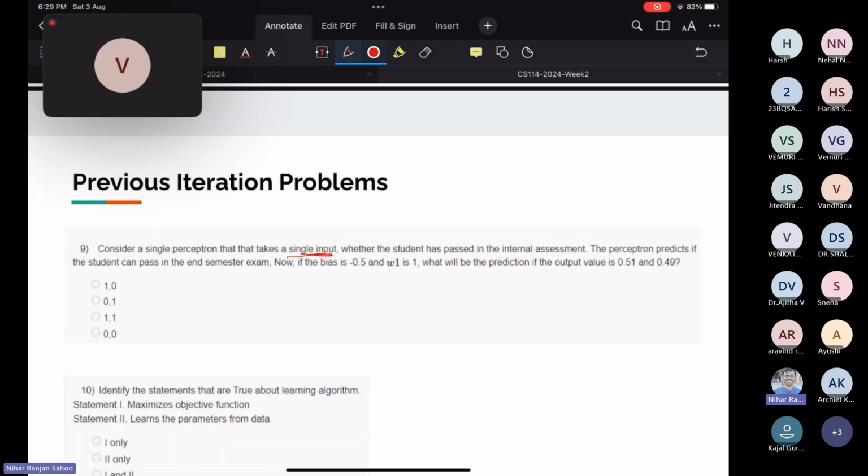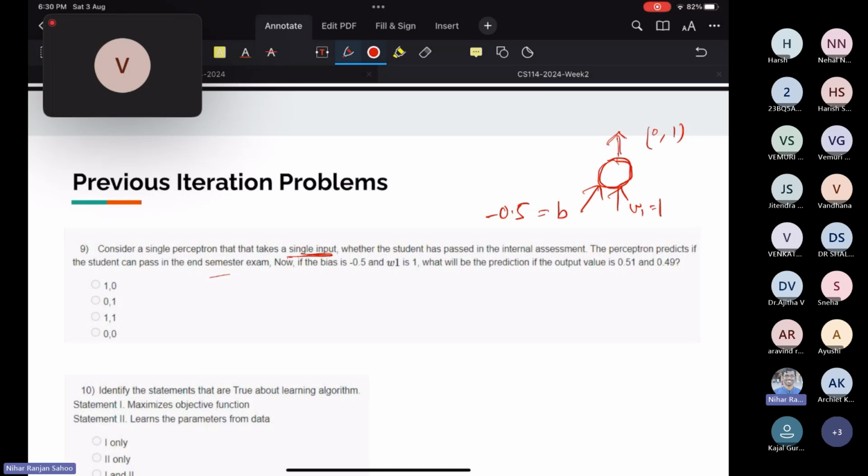Okay, so the next question is: consider a single perceptron that takes a single input. What is the significance of this? Whether the student has passed the internal assessment. So this is making one decision, whether the student has passed the internal assessment or not. So this is a binary problem, 0 and 1, pass 1 or not pass 0. The perceptron predicts if the student can pass the end semester exam. Now the bias term is minus 0.5, W1 is 1.